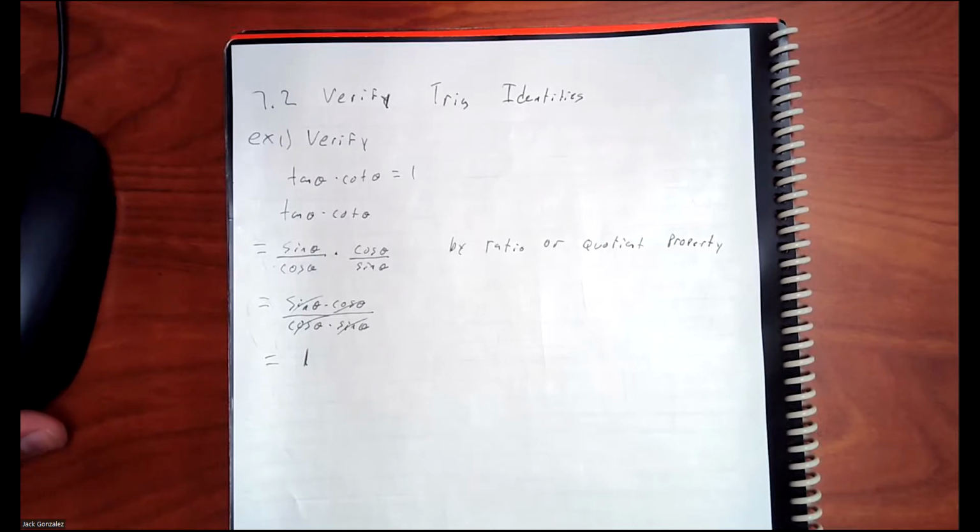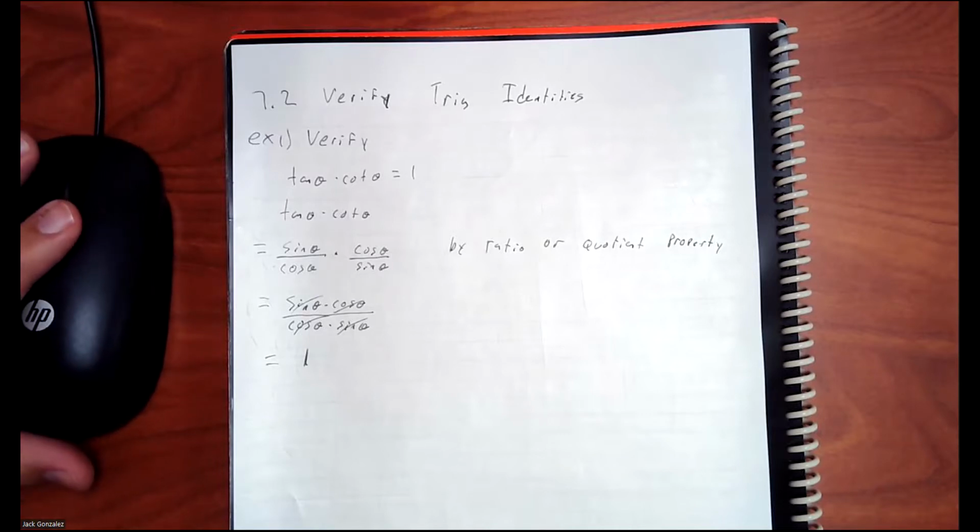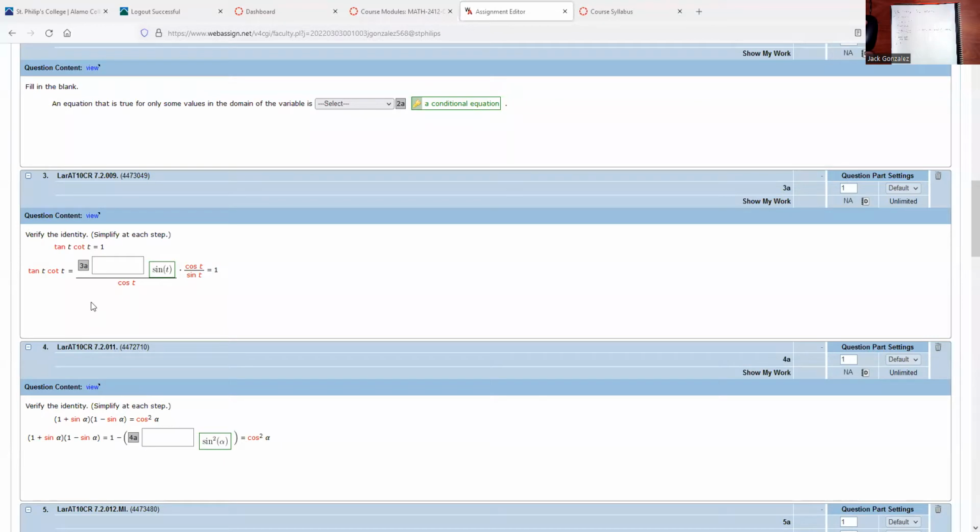Now let's look back at the homework. In the homework, they're breaking it down for you. They're giving you the hint. I don't want you to rely on this too much, but it's fine to fill in the blanks. You should be able to look at this and say, okay, I should change that into a ratio, a quotient, and see what happens.